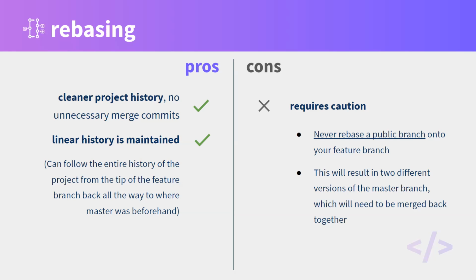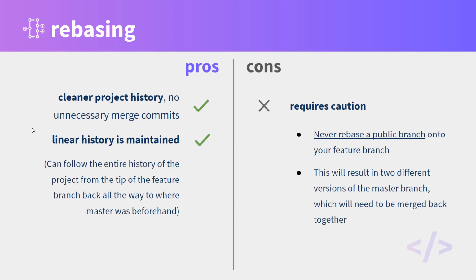So never rebase a public branch onto your feature branch. This will result in 2 different versions of the master branch, which will need to be merged back together. I believe this is more so an issue if you have forks. We don't cover that in this course, but I figured it was good to mention, especially if you do open source contributions.